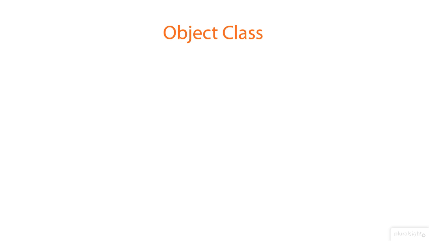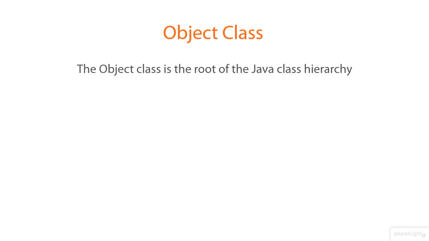One of the built-in classes that Java provides is the object class. And the object class is the root of the Java class hierarchy. And what that means is that every class in Java, whether it's a built-in class or one you create, has the characteristics of the object class.